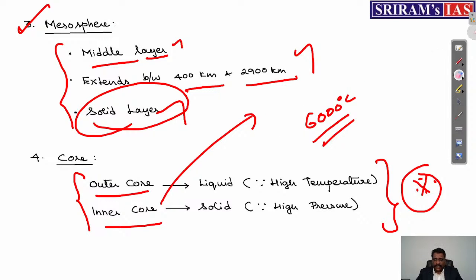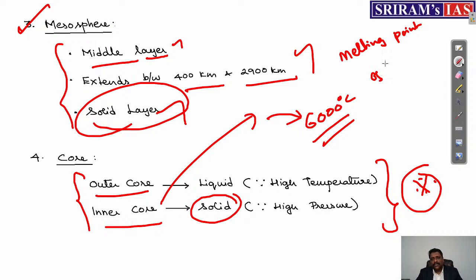And now comes the question. 6000 degrees centigrade, how come this layer is solid? Because if you ask me what exactly is the melting point of rock, it may vary from rock to rock, but it is somewhere around 500 to 600 degrees centigrade. This is the approximate temperature at which rocks will melt. But this 500 to 600 degrees is at normal atmospheric pressure.